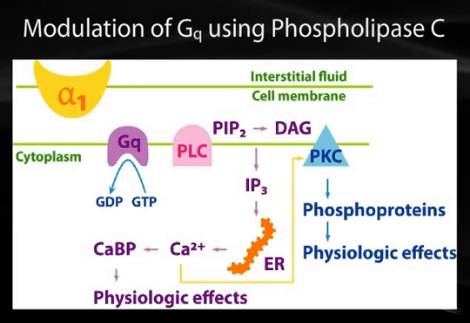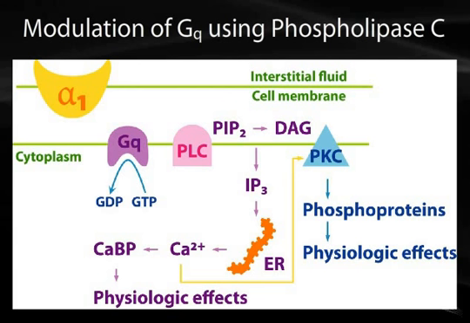IP3, which is inositol triphosphate, will go into the intracellular solution, or the cytosol, and will activate receptors on the endoplasmic reticulum to cause the release of calcium into the cytosol. That calcium will bind to a calcium binding protein, and that will have some physiological effect, and the specific effects will vary depending on the complement of proteins that are expressed by that given cell.